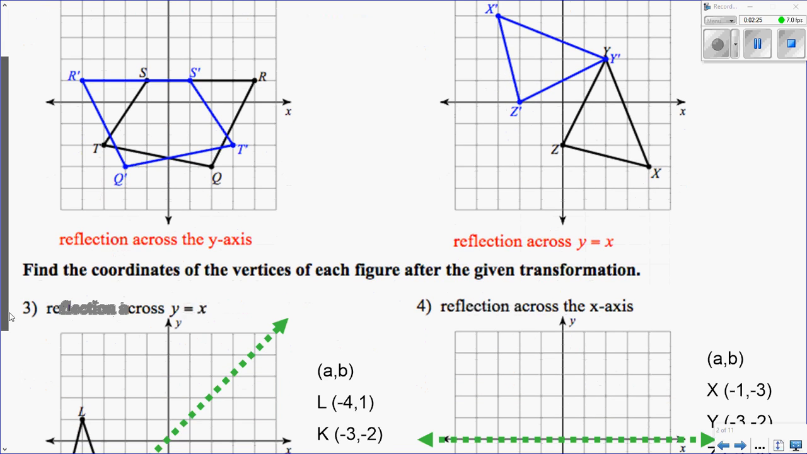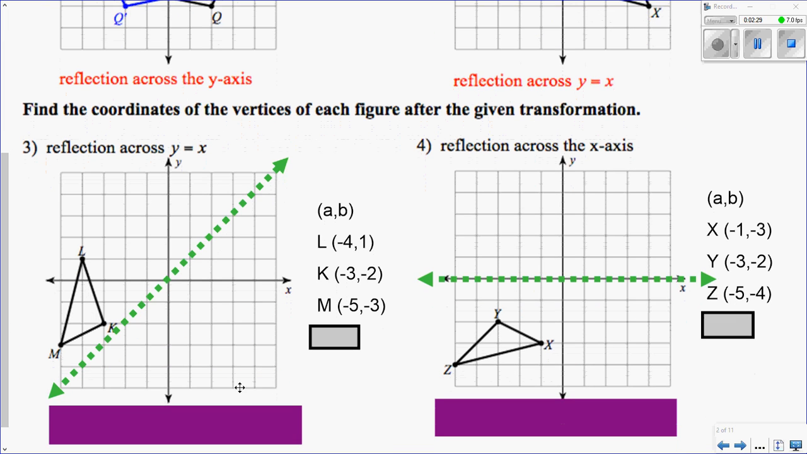Let's go to number 3. 3 and 4 both want us to find the coordinates of the vertices of each figure after the given transformation. So for number 3, it's a reflection over y equals x. I already drew the line of y equals x. If you know the rule of what happens with y equals x, then we'll be able to find the new points for the image. So these are the points that are already plotted. Now, what happens when you have a reflection over y equals x? What happens to A and B? It switches. So it becomes (B, A) instead of (A, B).